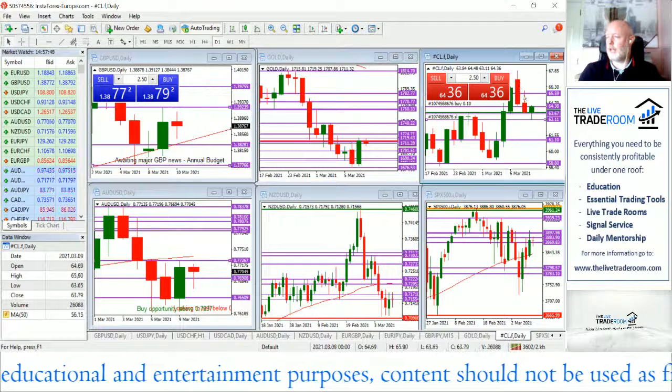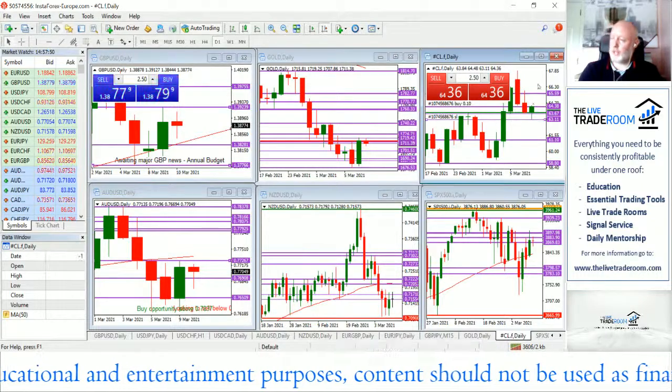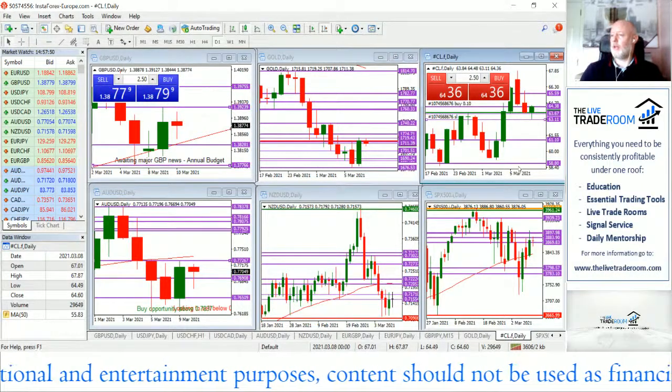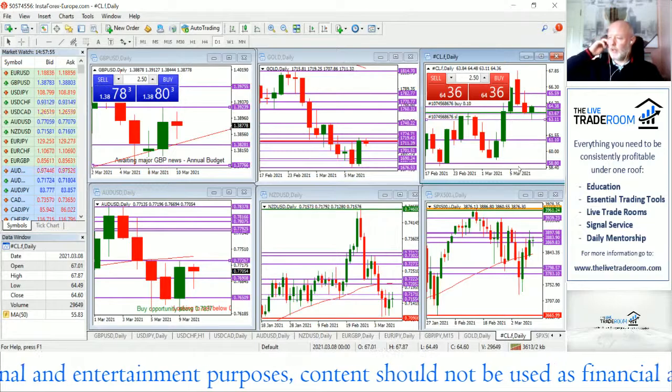So there's your daily time frame. We're pulling back and now we're looking to bounce off this level of support. So that's the trade we're looking for.